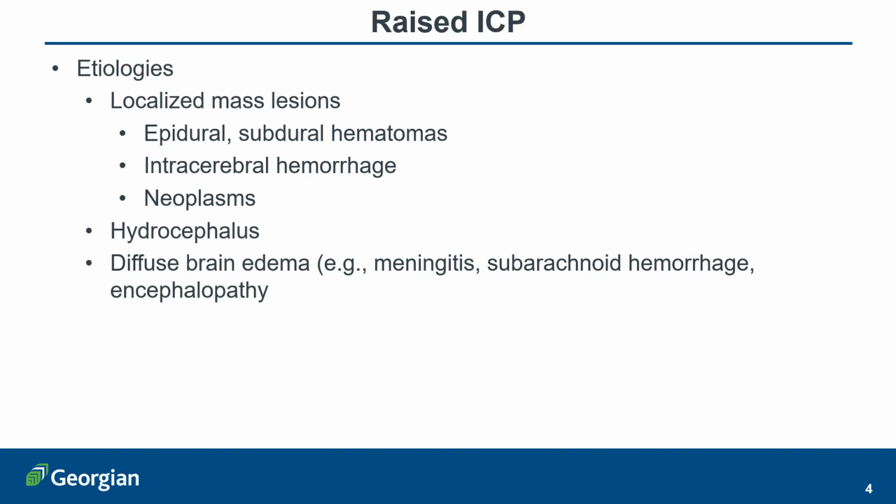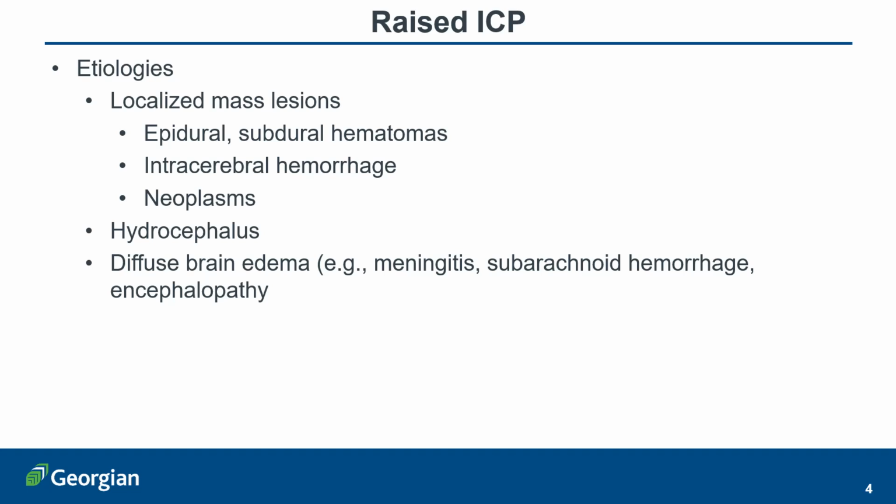So what are the etiologies of a raised ICP? We've already alluded to that. Any localized mass lesion, for example, an epidural or subdural hematoma from trauma to the skull, can cause an increase in ICP. In addition, intracerebral hemorrhage, which we've already discussed, that would be a hemorrhagic stroke, for example, and various brain tumors or neoplasms. So this is the mass effect. We're literally increasing the mass of the brain either through introduction of blood or through the growth of a brain tumor. The other way is through an increase in CSF or cerebrospinal fluid.